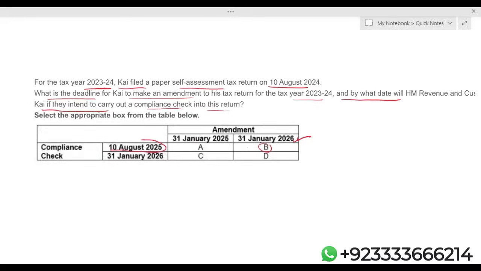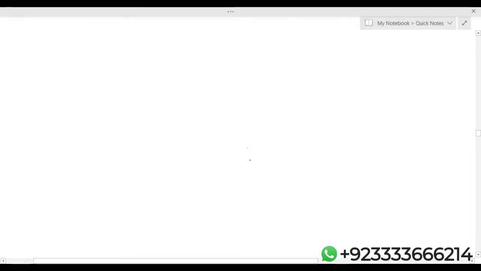But for that, I would say, students, you should also go through the self-assessment chapter.